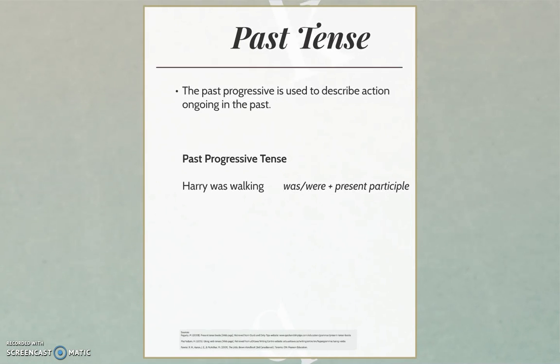The past progressive tense is used to describe action ongoing in the past. Harry was walking along the beach to find seashells. Remember it like this: was or were plus the present participle.